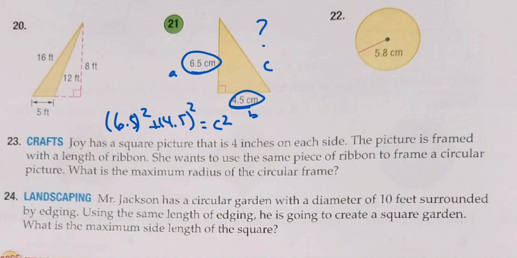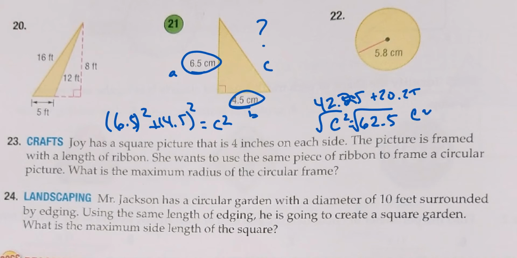So 6.5 squared is 42.25, and then 4.5 squared is 20.25. So my C squared is actually equal to 62.5. Now to figure out actually what C is, you have to square root both sides. And I get C is about 7.9 centimeters. Alright, so I have C is equal to 7.9 centimeters.